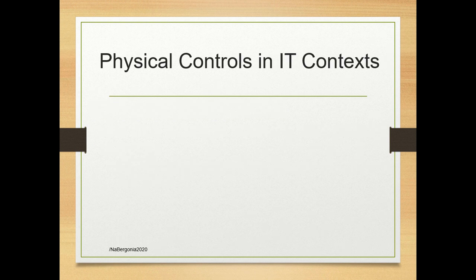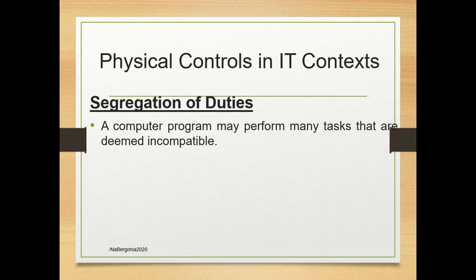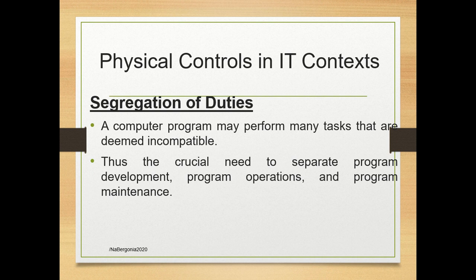Okay? Another would be segregation of duties. So, a computer program may perform many tasks that are deemed incompatible. Okay? So, there is a crucial need to separate program development, program operations, and program maintenance. I mentioned this earlier. We should segregate them so that there would be no collusion over our information system. Because if they talk among themselves, they could modify it and perpetuate fraud on the information.